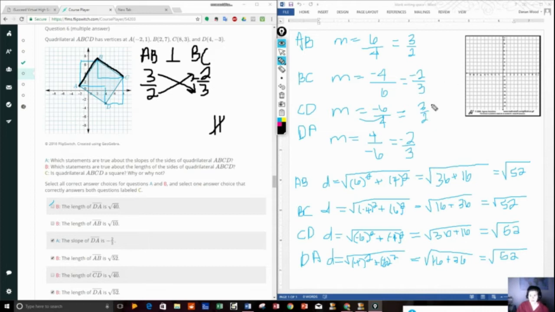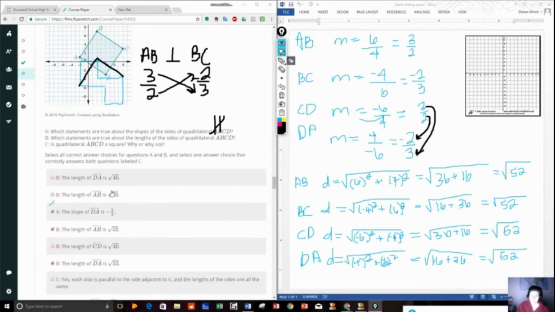So is BC perpendicular to CD? Are they opposite signs? Yes. Are they reciprocals? Yes. The 2 became the denominator and the 3 became the numerator. So yeah, we have perpendicular there. So then is CD perpendicular to DA? Are they opposite signs? Yes. This one's negative and that one's positive. Did the numerator become the denominator and the denominator become the numerator? Yes. So the 3 in the numerator became the denominator, and the 2 in the denominator became the numerator. So yes, they're perpendicular. So we have perpendicular adjacent sides.